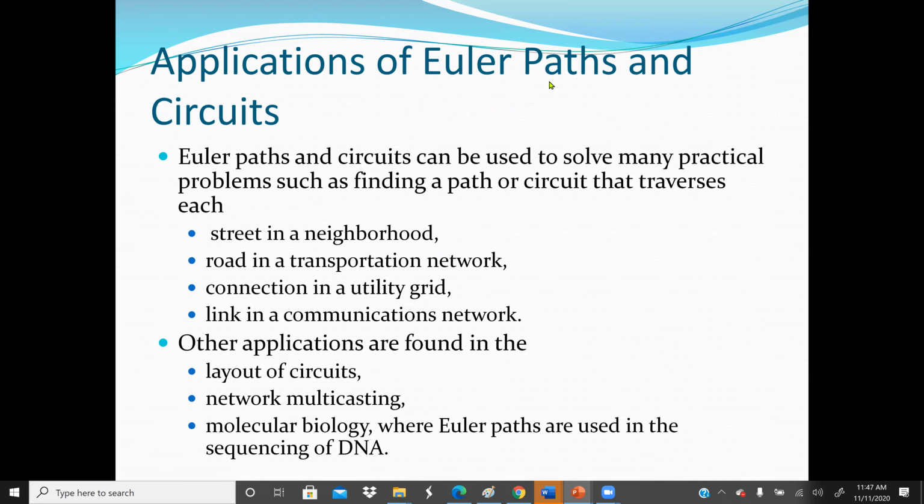So, applications of Euler paths and circuits: there are so many applications. Euler paths and circuits can be used to solve many practical problems, such as finding a path or a circuit that traverses each street in a neighborhood, or road in a transportation network, or connection in a utility grid. We can trace the links in a communication network, like websites, etc. Other applications are found in the layout of circuits, network multicasting, and molecular biology, where Euler paths are used in the sequencing of DNA.